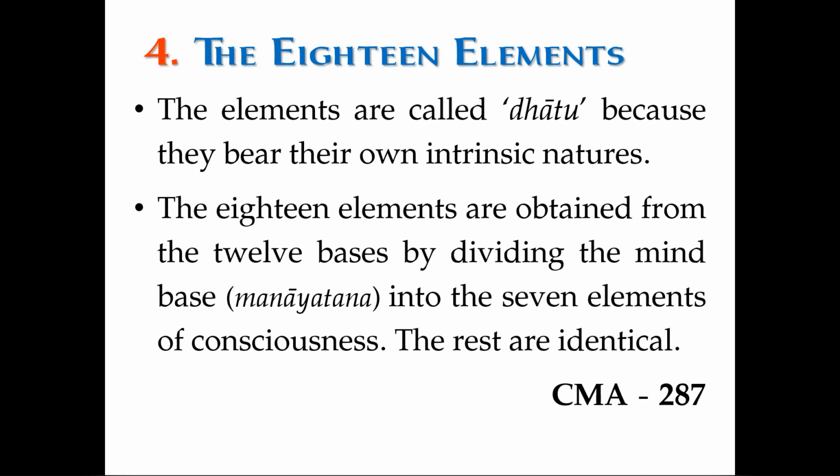So the 80 elements are obtained from the 12 bases, by dividing the mind base, manayatana, into the 7 elements of consciousness. Actually, the mind base alone can be divided into 7. In this way, it became 80 altogether. So if you know the 12 bases, you know the 80 elements. The rest are identical.